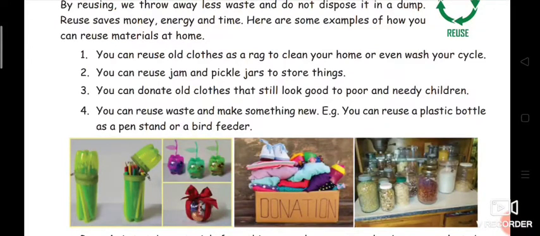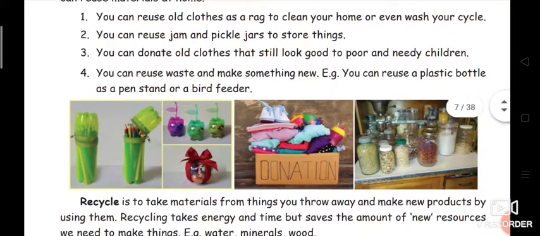Okay, fourth one, you can reuse waste and make something new. Example, you can reuse a plastic bottle as a pen stand or a bird feeder. Yes, this is a very important point. You can reuse a thing which you like the most. Okay, you can reuse the thing and you can make something new.